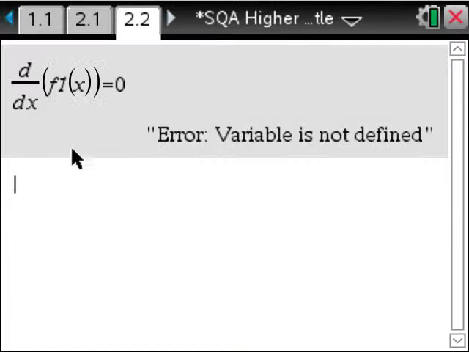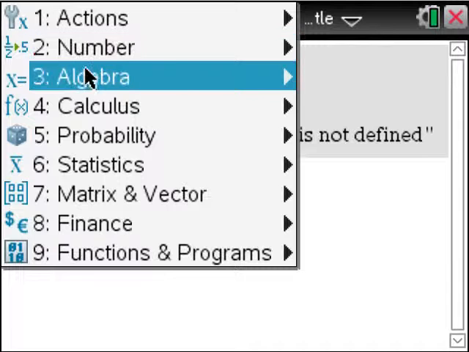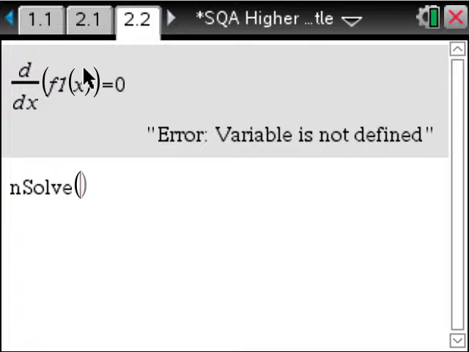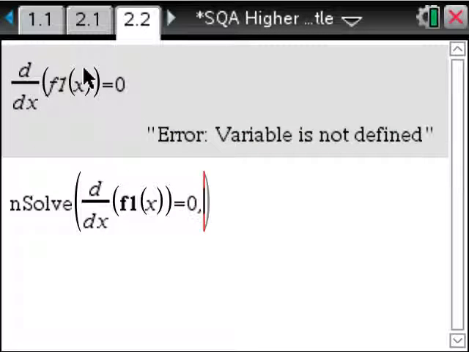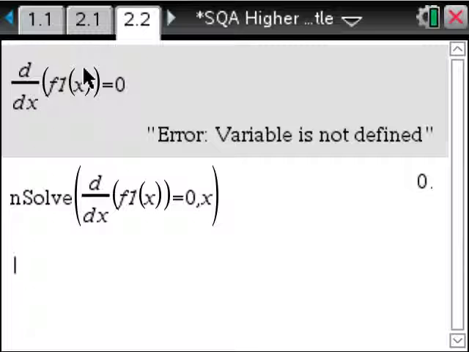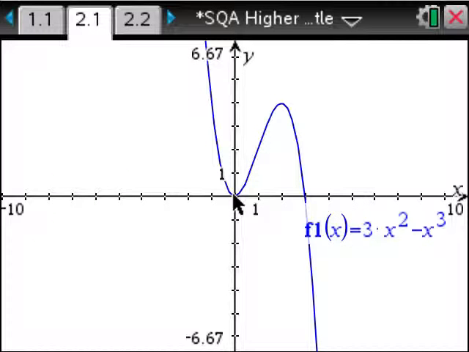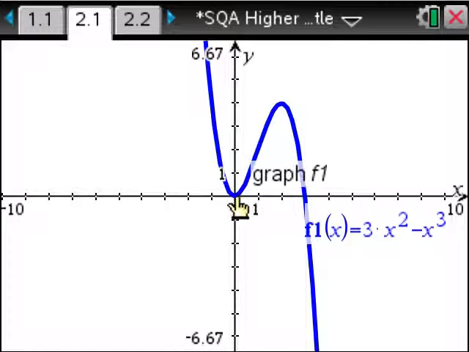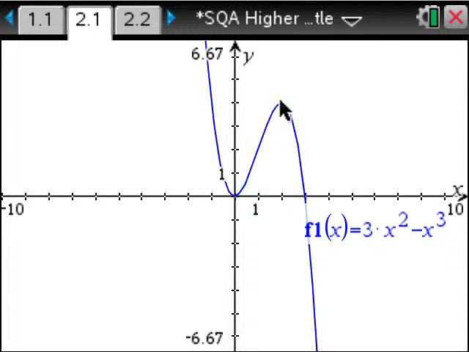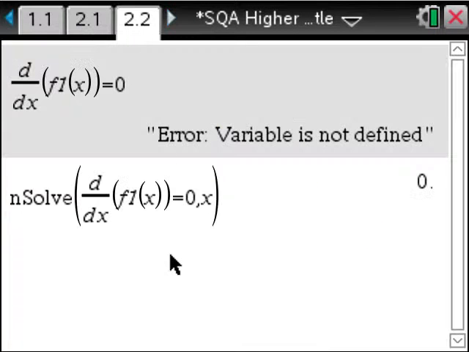There we go. But if I now go ahead and do Menu, Algebra, Numerical Solve, and then paste that equation in and stick an x on the end, it will solve this and find the values for x where there's a stationary point. And we have a stationary point when x is 0. If we go back to the graph, that is indeed true. But we have another stationary point up there, so we need to go looking for other stationary points.